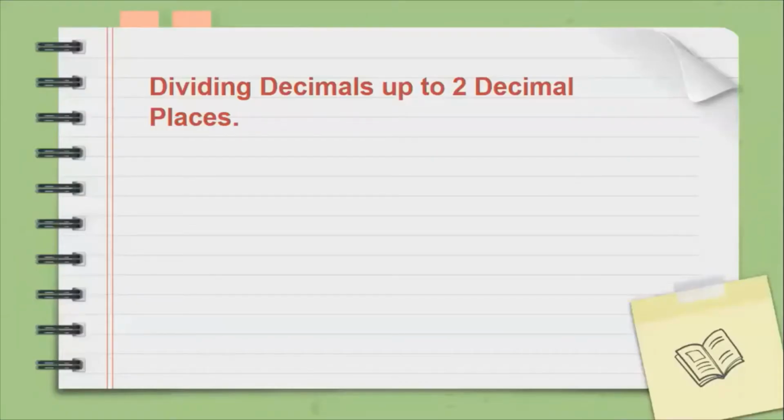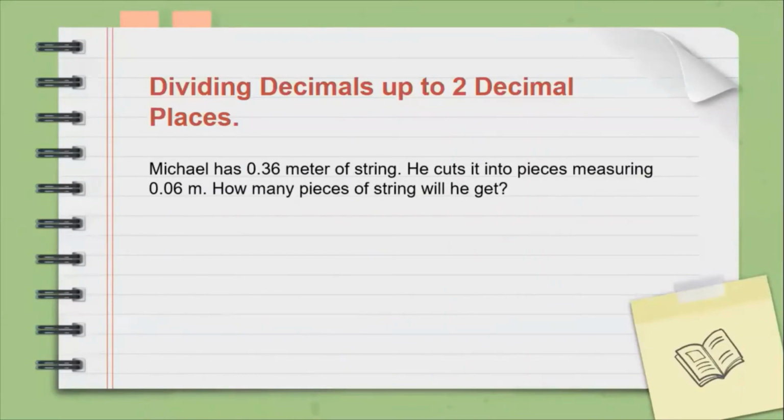Okay, so this time let us proceed to our next lesson, and that is dividing decimals up to 2 decimal places. So we have here a sample problem. Michael has 36.36 meters of string. He cuts it into pieces measuring 0.06 meters. How many pieces of string will he get?